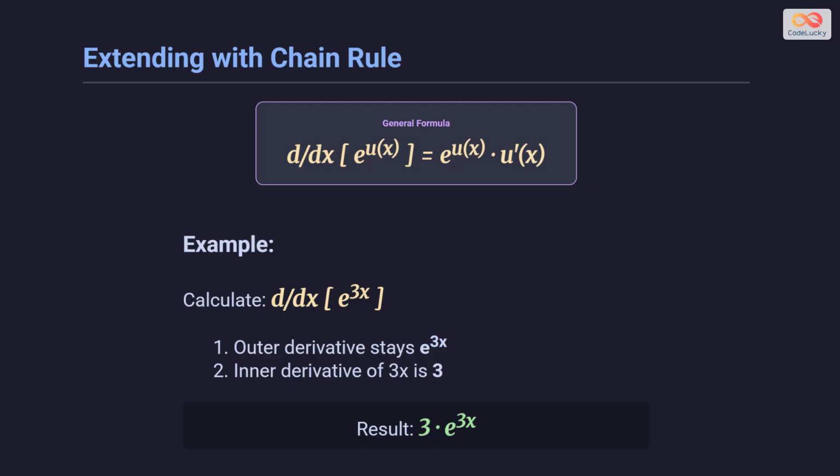This rule is powerful when combined with the chain rule. If you have e raised to a function u of x, the derivative is e to that function, multiplied by the derivative of the function itself. For example, the derivative of e to the 3x is just 3 times e to the 3x.